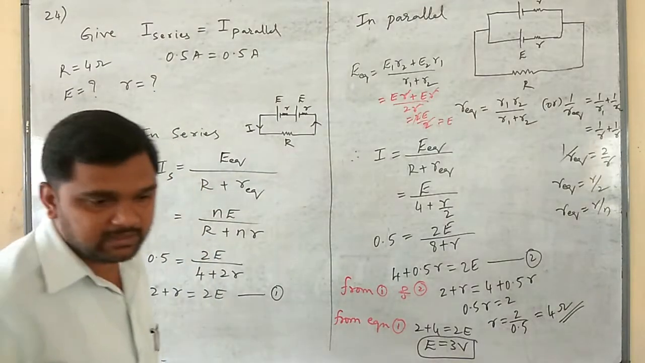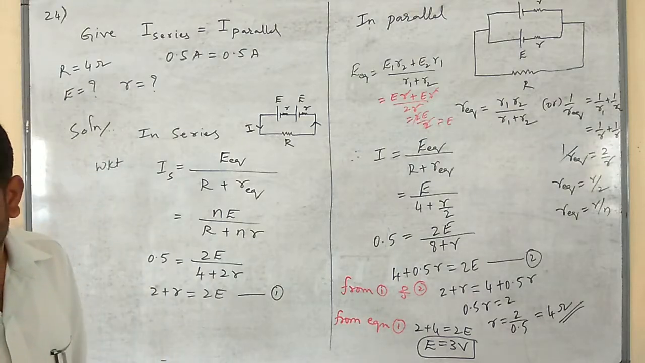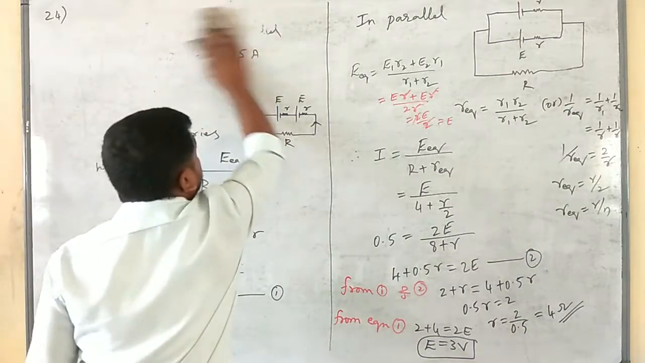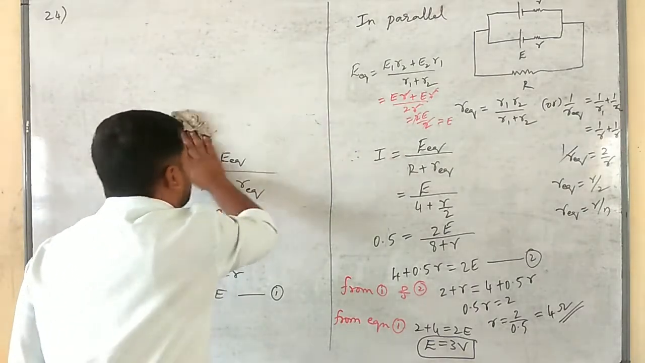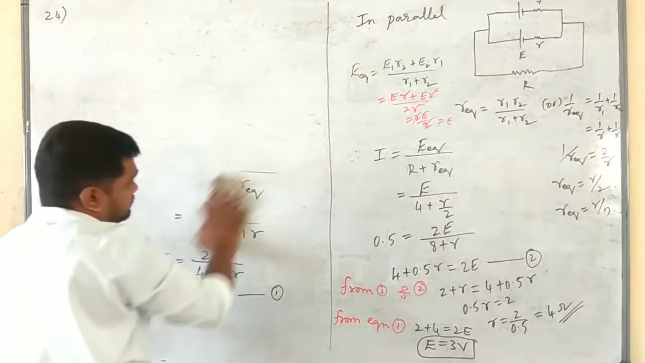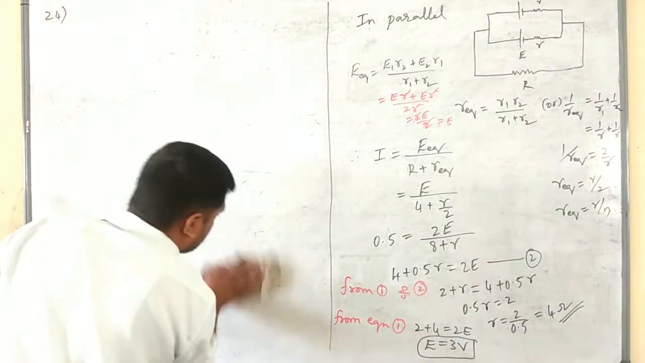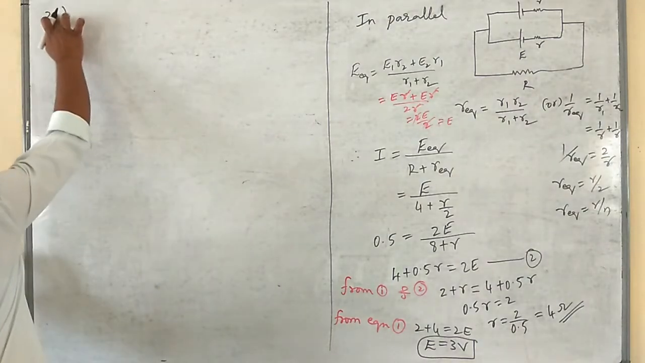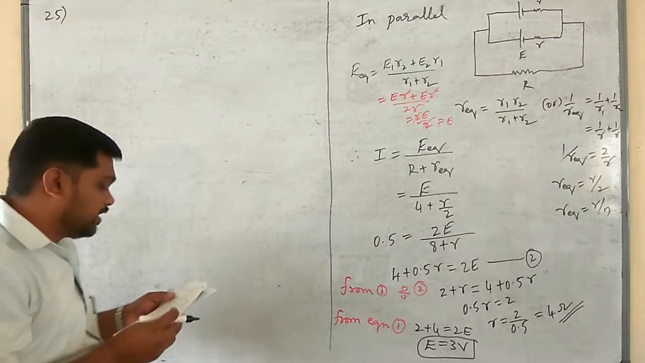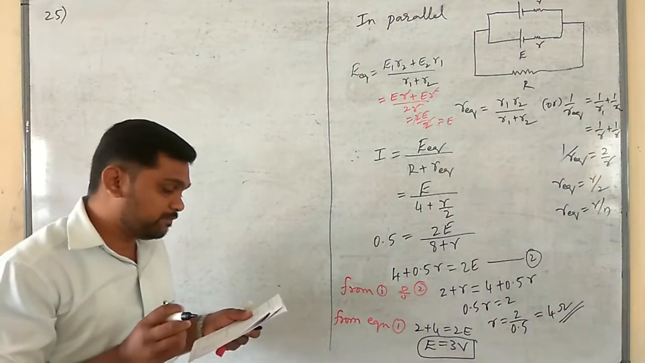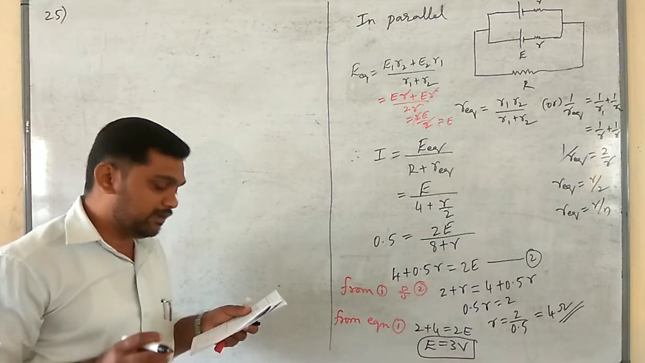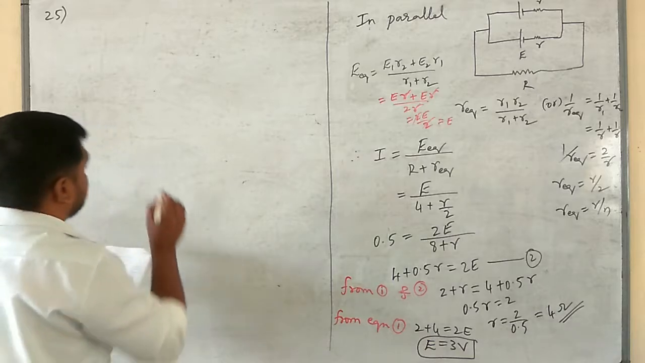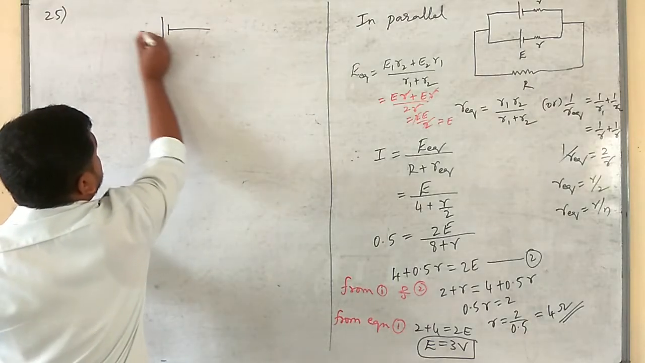Question number 25. Very important problem. Find the current I2 in the circuit shown below. The circuit is given by them. The value of I2 we want to find out. The circuit is given like this.